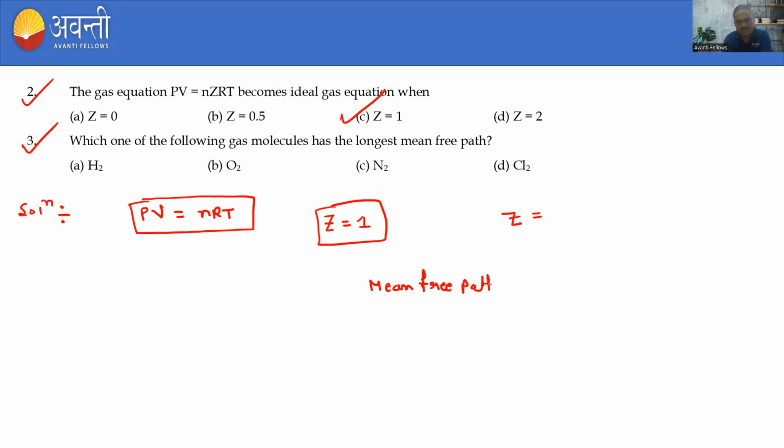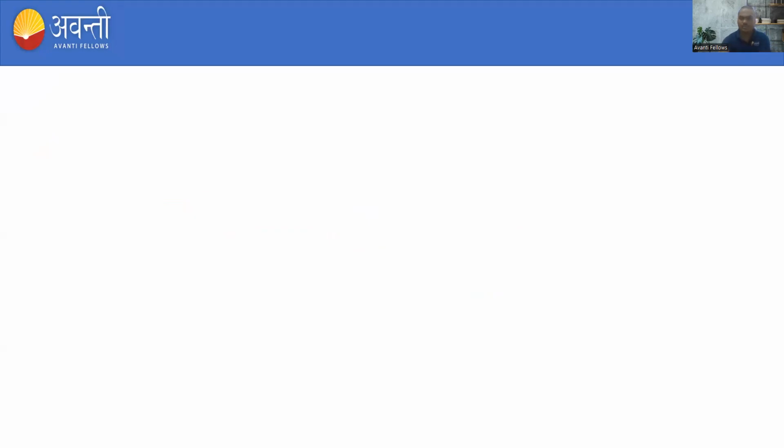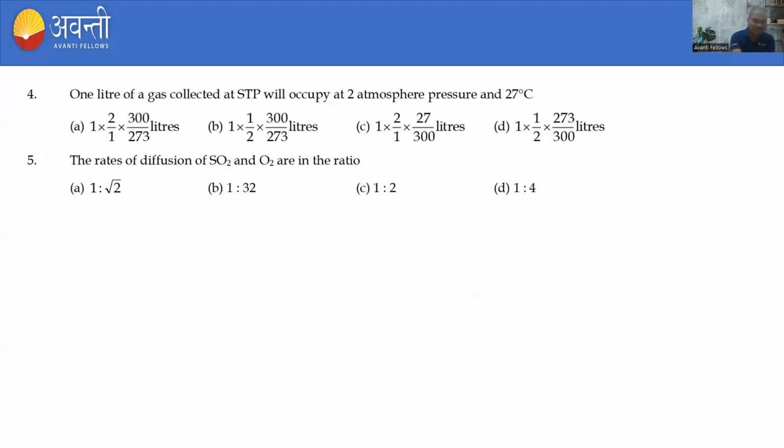This question is from the states of matter. Mean free path is inversely proportional to the molecular mass. Out of these four, hydrogen, oxygen, N2 and Cl2, which has the minimum molecular mass? Obviously hydrogen. So the correct option is hydrogen, because hydrogen has the minimum molecular mass. So we can say that the hydrogen molecule has the longest mean free path. Chalo, let's move to the next question, that is question number 4.